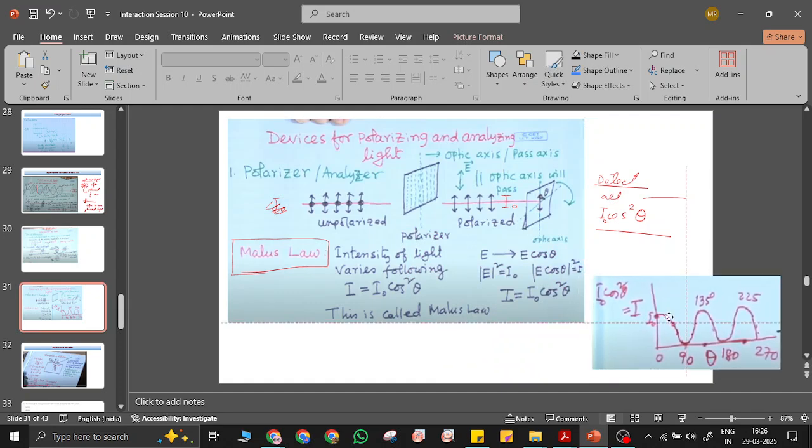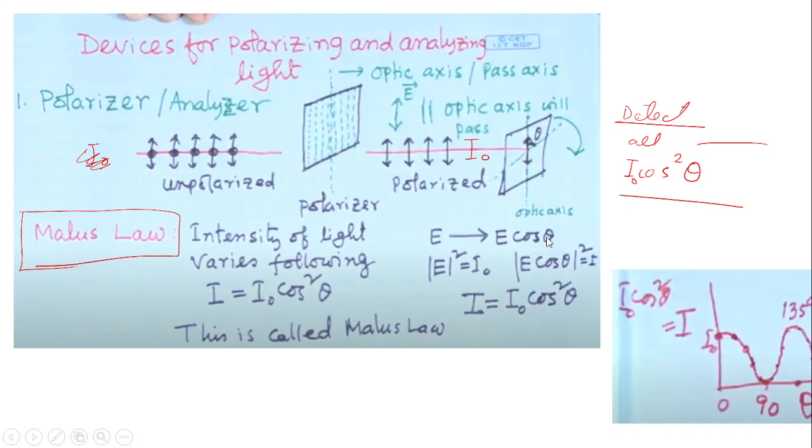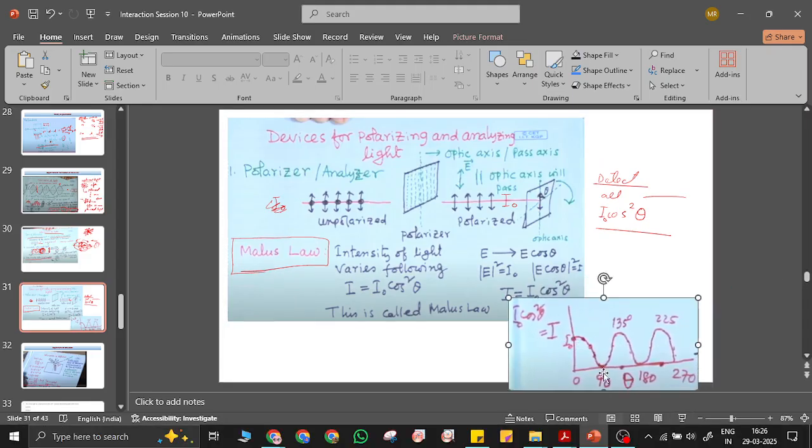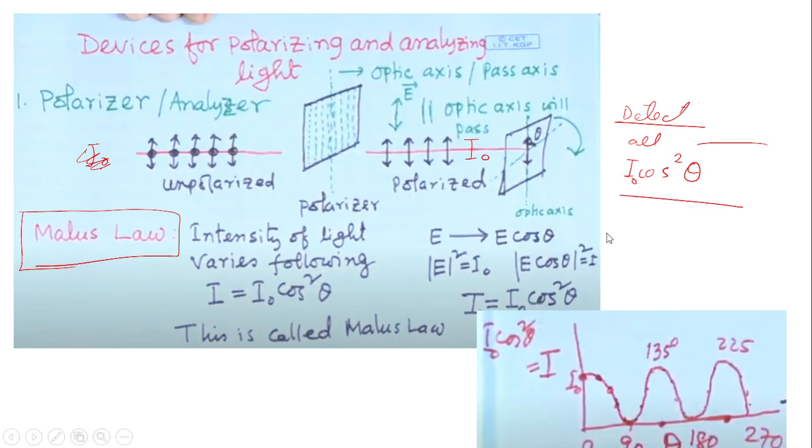Yeah, the information is getting hidden here. So the electric field becomes E cos theta, and this is the amplitude. When we take the square of it, we get intensity. So we get the intensity variation as I naught cos square theta, and this is our Malus law. And this is the variation we see. At 90, 180, it becomes 0 because the polarizer and analyzer optic axes become 90 degrees to each other. Otherwise, we'll be seeing some intensity varying as cos square theta. Okay.